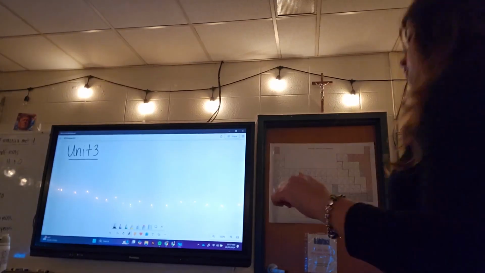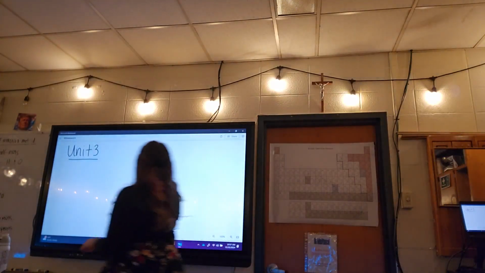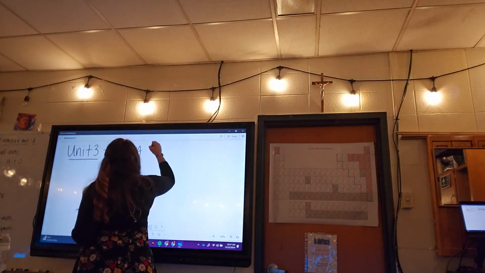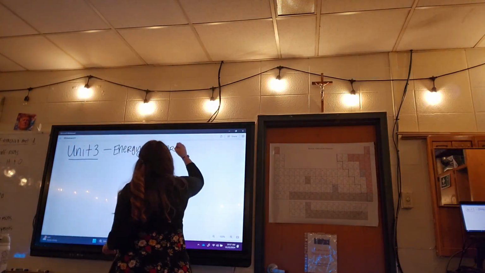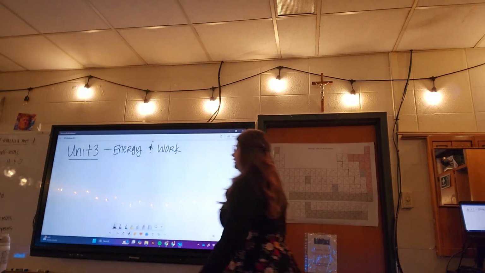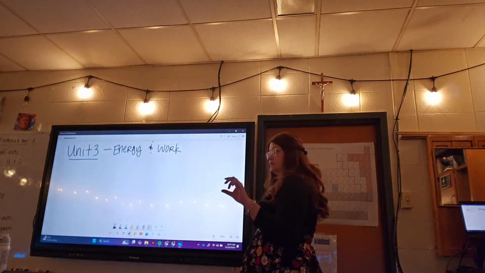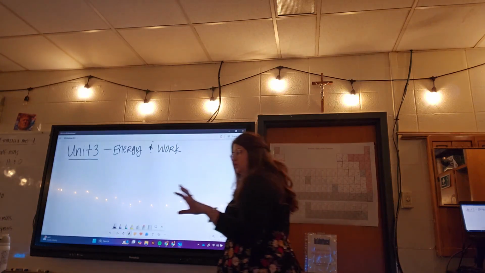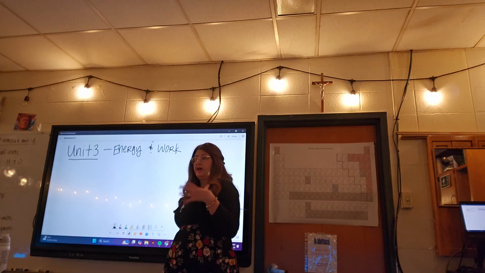So this is Unit 3. We are going to be talking about energy and work. Okay, so work has a defined property in terms of science that it doesn't have in real life.